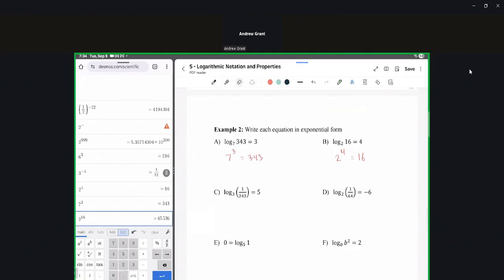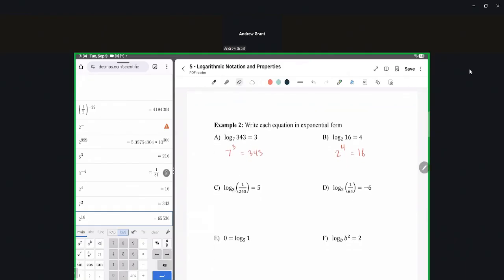Okay, what about example C? We have log base 3 of 1 over 243 is equal to 5. And so it'll be the base, which is 3, to the number equals the argument. So it's going to be 1 over 243. The way I like thinking about these is I say, oh, it's going to be 3 to the power of that number equals this. So I look at the base of the logarithm, and then I raise it to the number on the other side of the equal sign. That's the easiest way for my brain to look at this and see what to do.